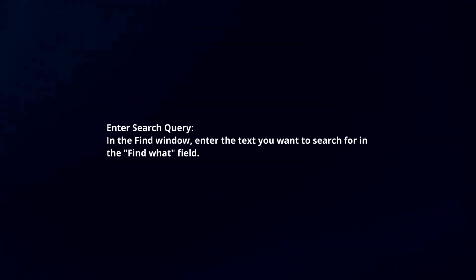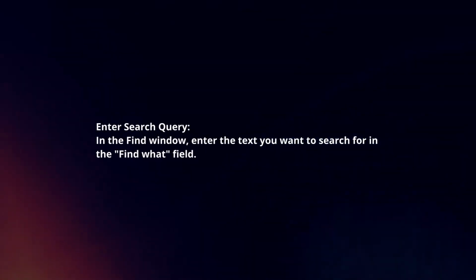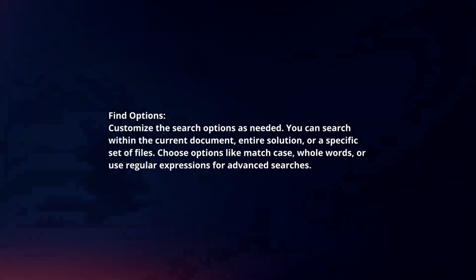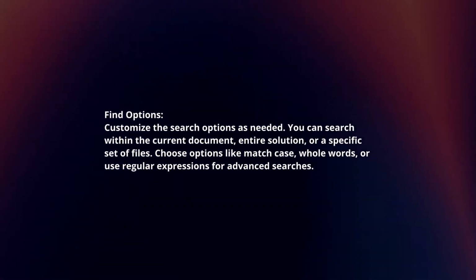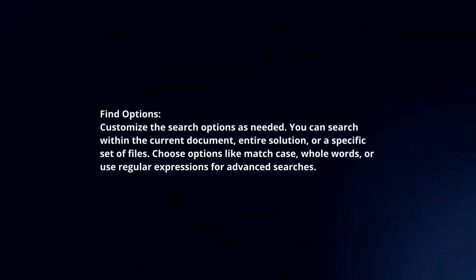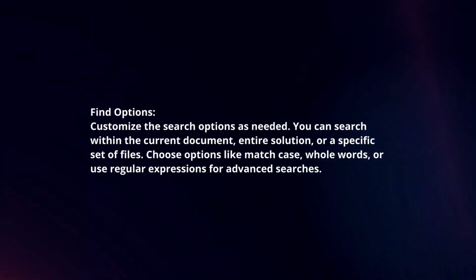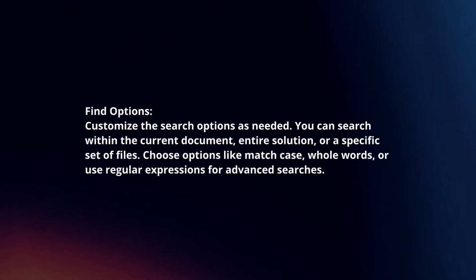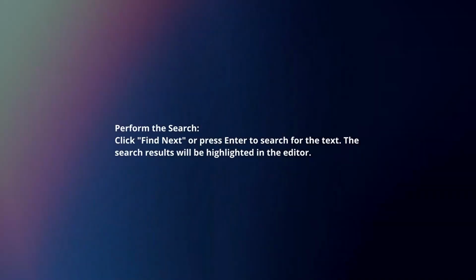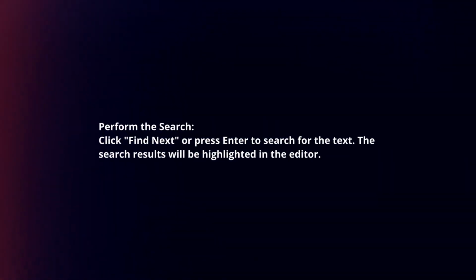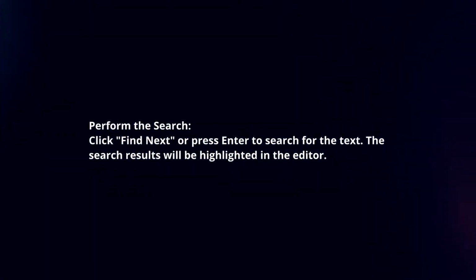Enter Search Query. In the Find window, enter the text you want to search for in the Find What field. Find Options. Customize the search options as needed. You can search within the current document, entire solution, or a specific set of files. Choose options like match case, whole words, or use regular expressions for advanced searches. Perform the search. Click Find Next or press Enter to search for the text. The search results will be highlighted in the editor.